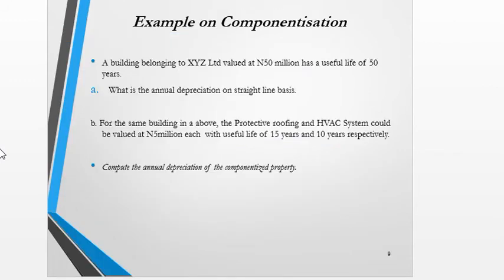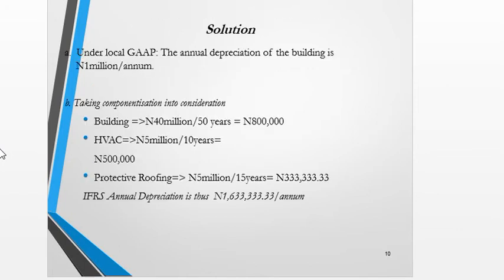A building belonging to XYZ Limited, valued at 50 million, has a useful life of 50 years. Now, the question just says a building belonging to XYZ Limited. So, the question is silent about componentization. Now, the question is, what is the annual depreciation on a straight line basis? Meaning, assuming there is no componentization, what will have been the depreciation? Since there is no componentization, depreciation will just be 50 million divided by 50 years, and that will give us 1 million per annum.